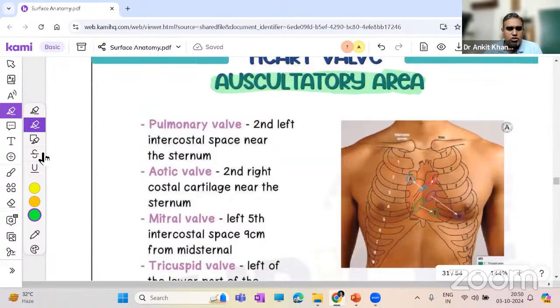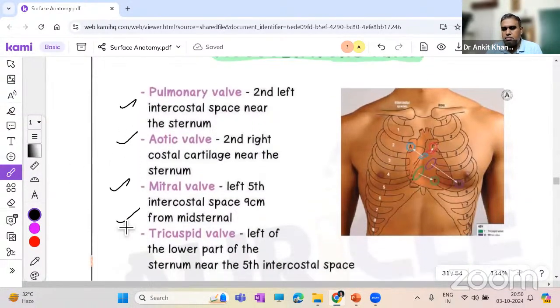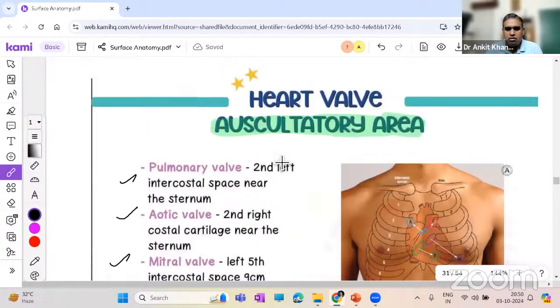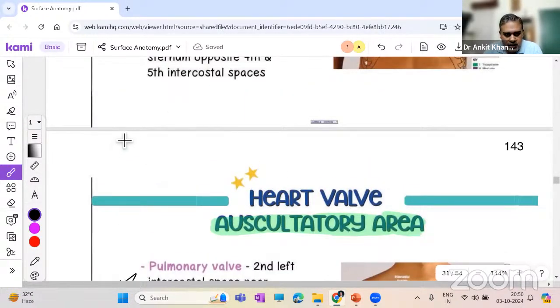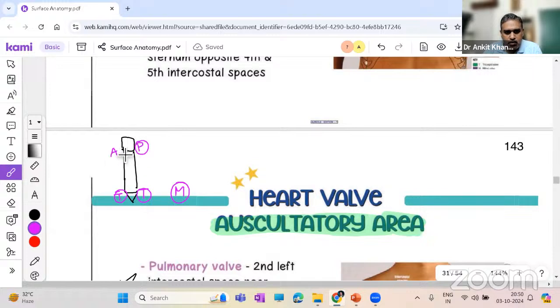Now, these are the things which you should know, all these 4. Let me put it out over here. Suppose this is the sternum. This is the manubrium, the body, and this is the xiphoid process. Let me simply write over here M for mitral valve, T over here, or it can be over here also, tricuspid valve. Then pulmonary valve over here and aortic valve over here. These are the auscultatory areas. Remember it by MTPA: M, T, P, and A.